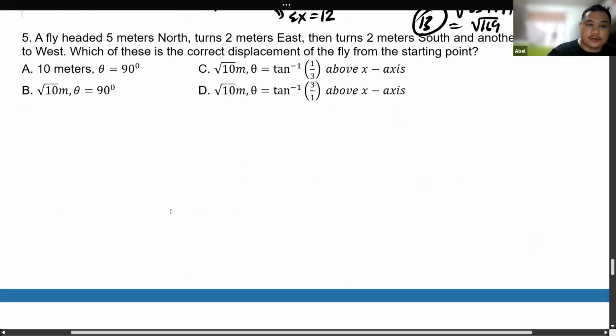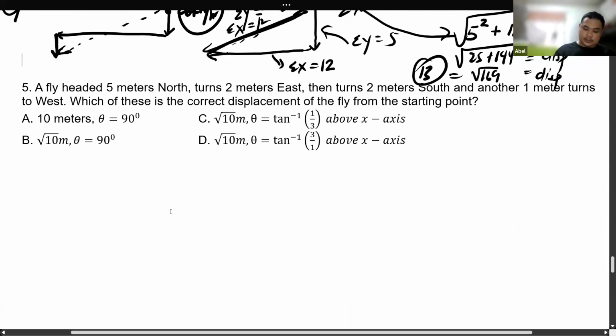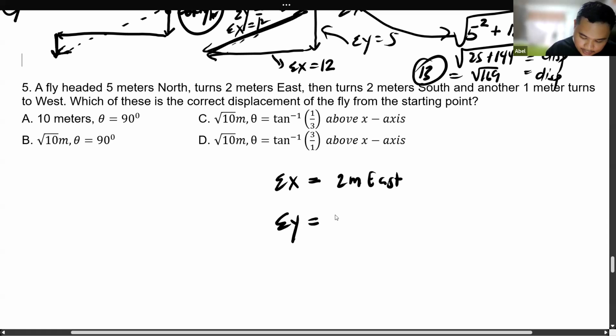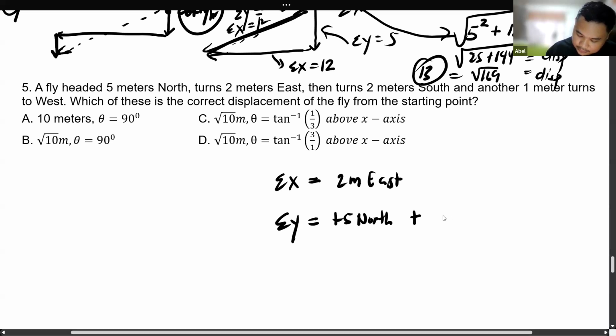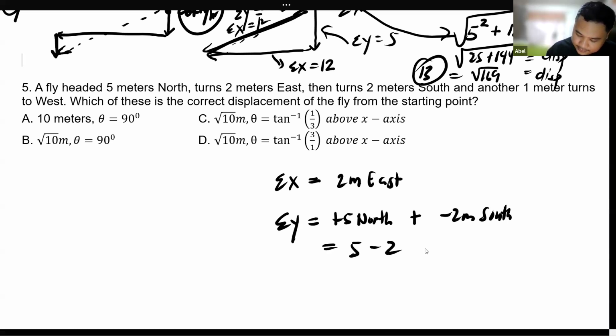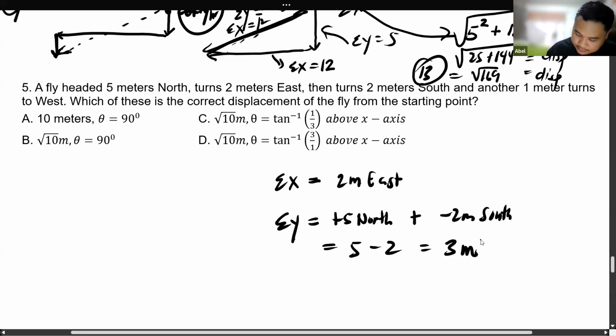Okay, and for the number 5, a fly headed 5 meters north, then turns 2 meters east, then turns 2 meters south. Okay, so let's try to look here. What is the summation of all the x here? We have the 2 meters east. Now, how about the summation of all the y here? We have positive 5 meters north, right? And then we also have the 2 meters south. So plus the negative 2 meters, since that is south. And so we're going to have 5 minus 2. That will be overall 3 meters, right?